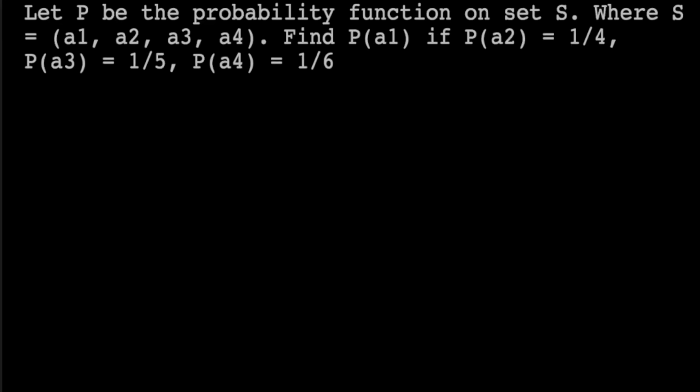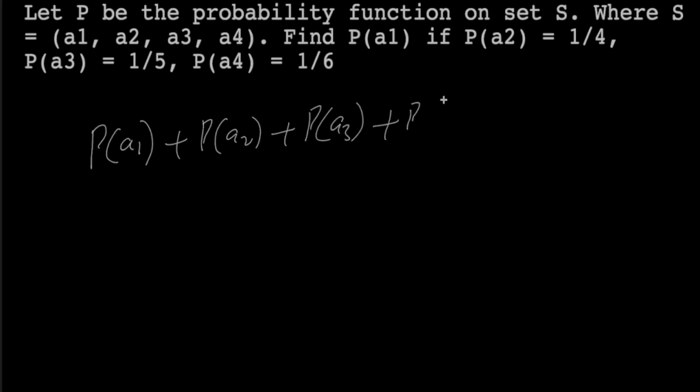Let P be the probability function on set S, where S is equal to A1, A2, A3, and A4. Find probability A1 if probability A2 is equal to 1/4, probability A3 is 1/5, and probability A4 is 1/6. Irrespective of the number of probabilities, the rule remains the same. We have P(A1) plus P(A2) plus P(A3) plus P(A4) equal to 1. All the possible probabilities, when you add all of them together, must amount to 1. They can never be more than 1. So we don't know this, we know this.